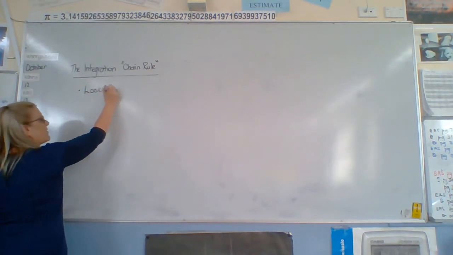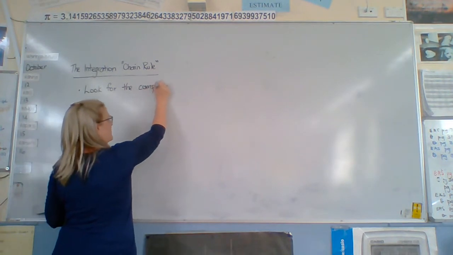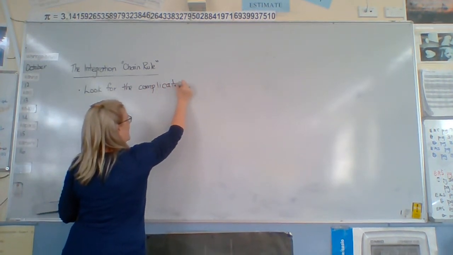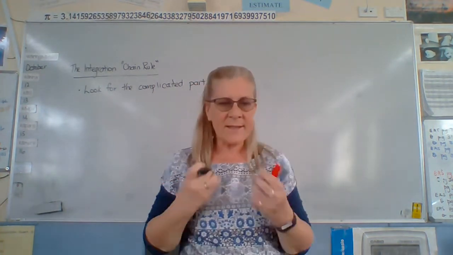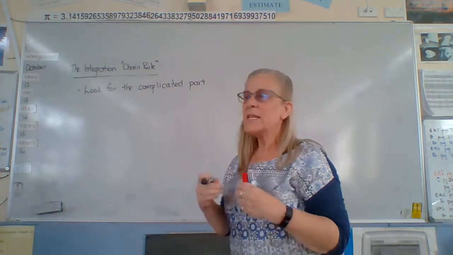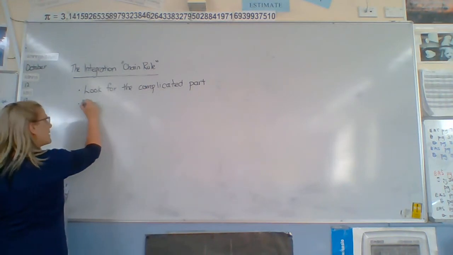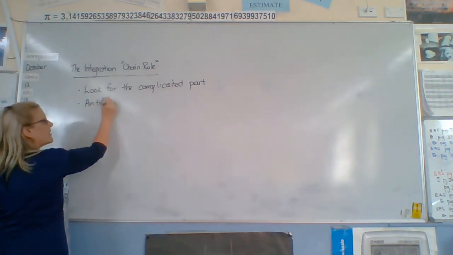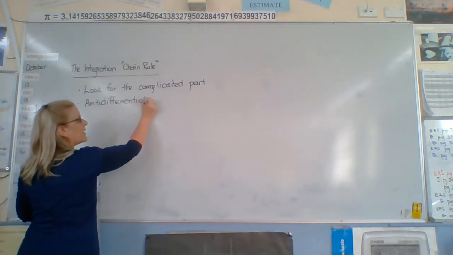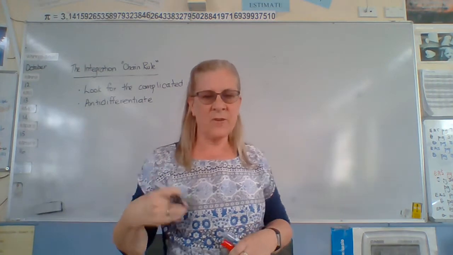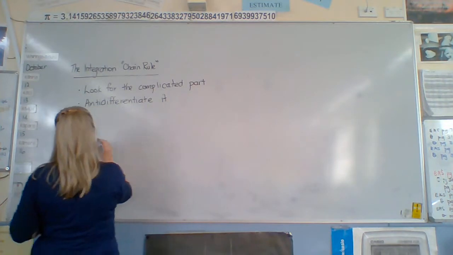Look for the complicated bit. So kind of like yesterday with substitution, but this time it has a little bit around it. So what we're going to do with that complicated part is anti-differentiate it. Now that sounds like integration, we know it is.